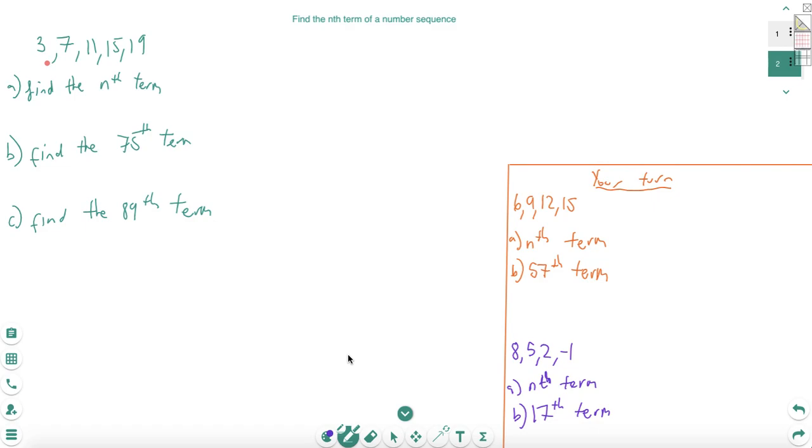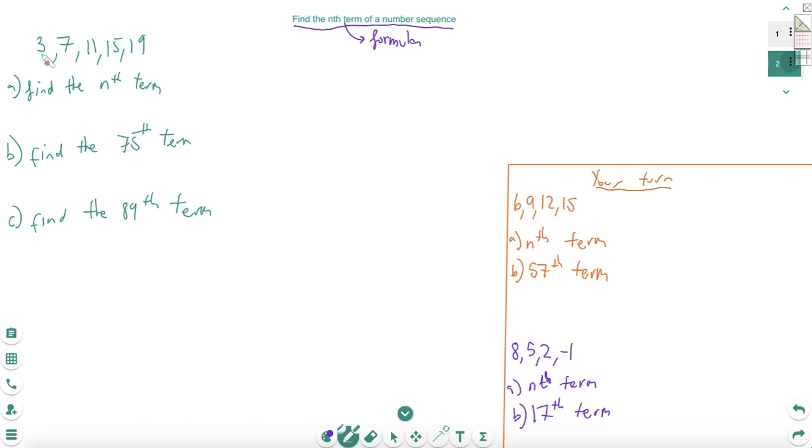So if it's a test about sequences, the most important thing we have to know, the basics, is how to find the nth term of a sequence. The nth term basically refers to the formula of a sequence, and with the formula, you can find any term in a sequence. So let's have a look at this first example.